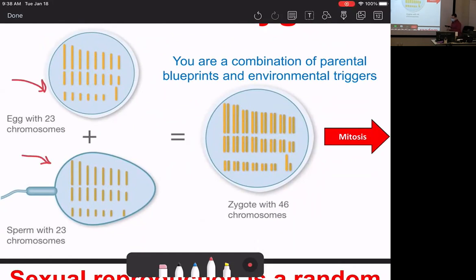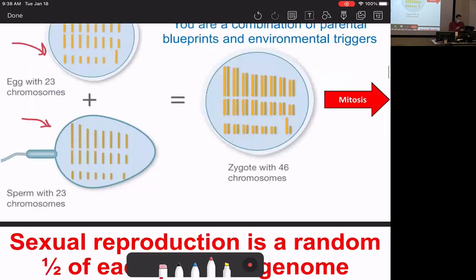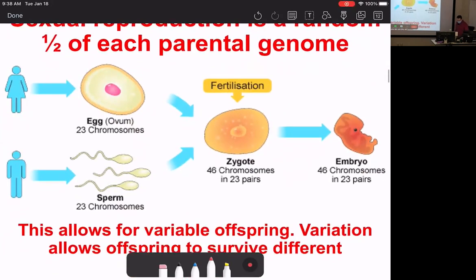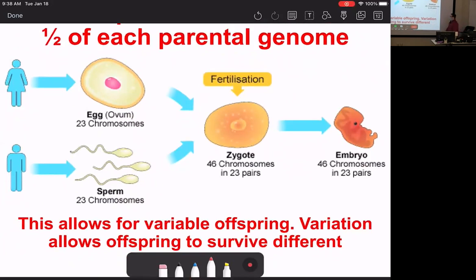It's these ones right here. And again, I like this image because it does visualize you show up with 23 chromosomes, one from mom, one from dad, put them together, we're good. Now it is a random concoction of half of each parental genome that you will receive. That randomness is not repeated the second time your parents had a child and gave you a sibling.